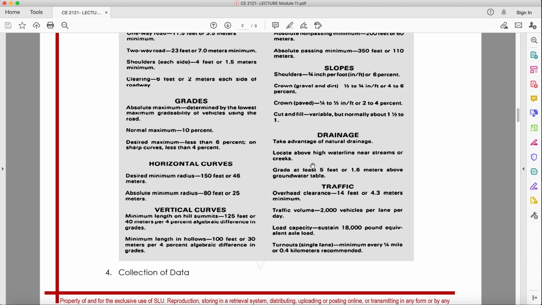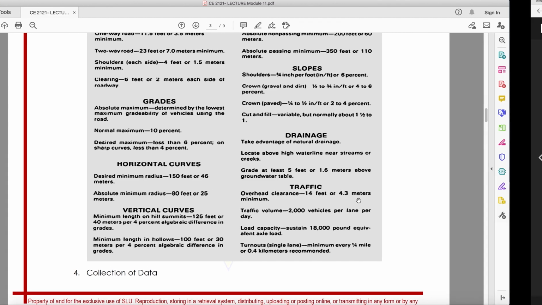Okay. Next, locate above high water line near streams or creeks. Okay. So, importante malaman natin yan, so as to avoid damage in the structure in the future, in case magkaroon ng flooding. Okay. So, grade at least 5 feet or 1.6 meters above groundwater table. Next, for traffic, overhead clearance it should be 14 feet or 4.3 meters minimum.